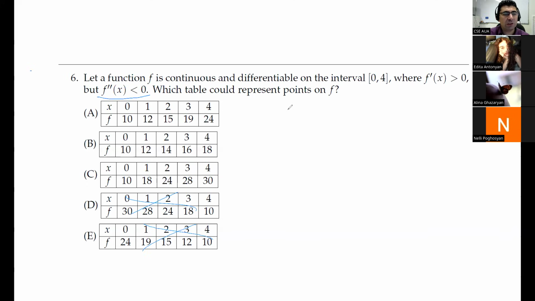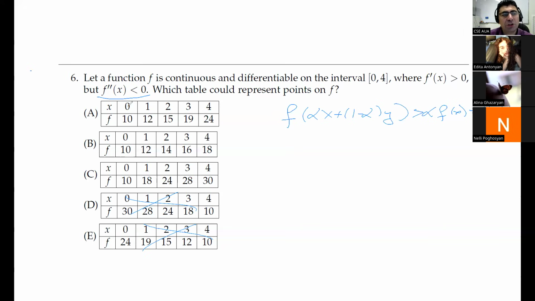Concave down once again means that f of alpha x plus 1 minus alpha y is greater than alpha f of x plus 1 minus alpha f of y. Let's begin with statement A.